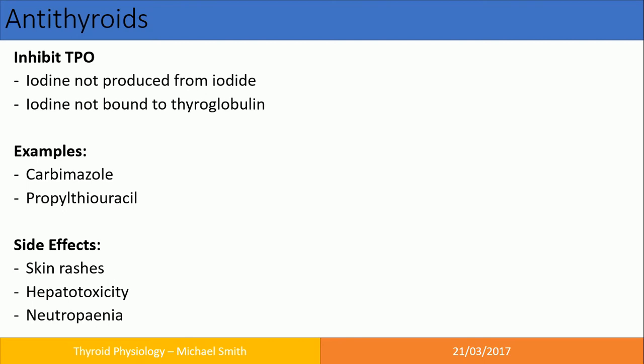So the examples we have are carbimazole, which is often the first line, as it's more effective, and propylthiouracil. Carbimazole has a number of side effects, including skin rashes, toxicity of the liver, and neutropenia. Propylthiouracil has similar side effects, but they're less common and often less severe. And as I mentioned at the start of the video, you have to be very careful giving antithyroids, and normally you don't give antithyroids to pregnant women because of the risk of preventing thyroid hormone in the fetus, meaning you don't get the maturation of the fetal brain and skeleton.